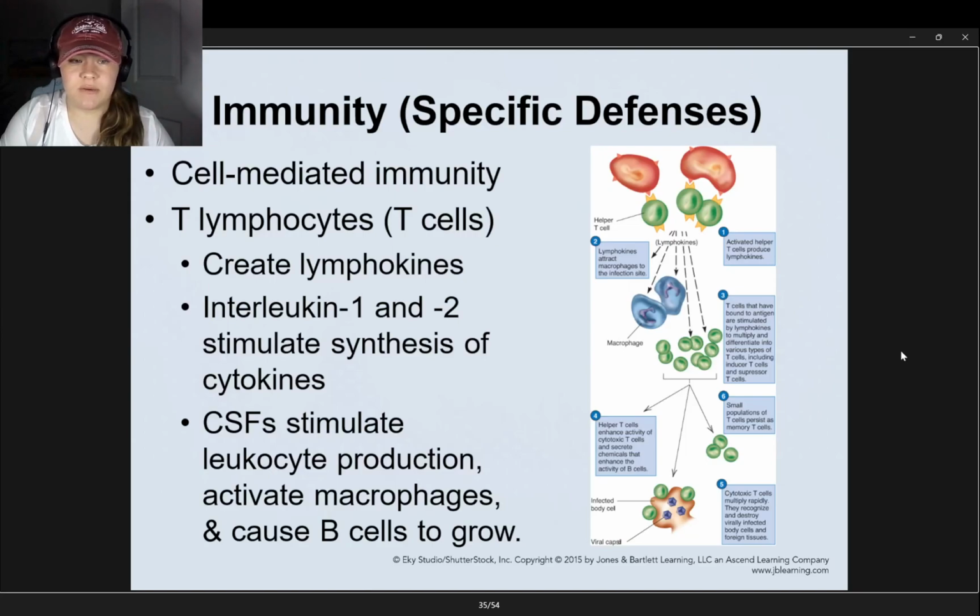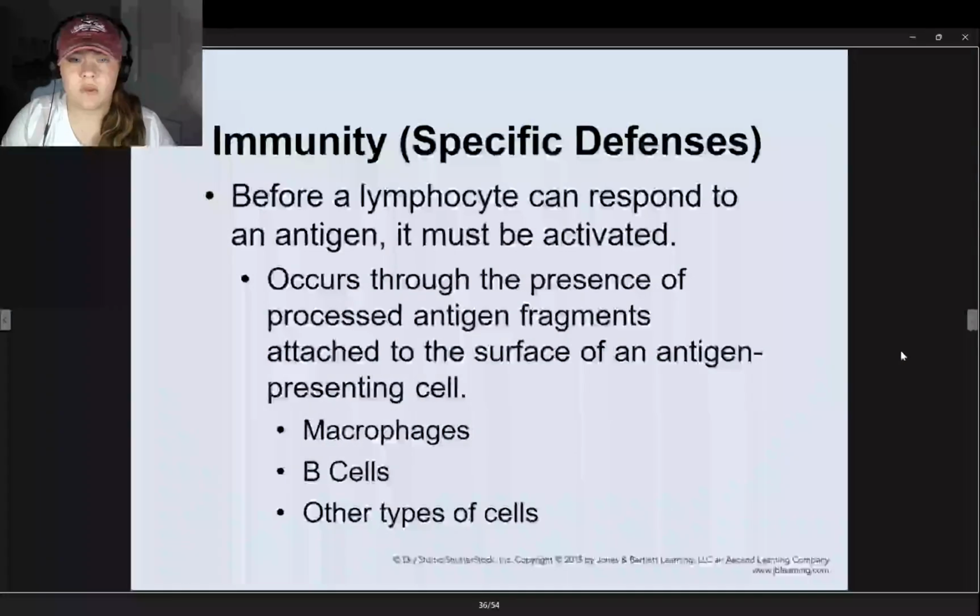Cell-mediated immunity, which is also part of that specific defense. T cells create lymphokines. Interleukin 1 and 2 stimulate synthesis of cytokines. CSF stimulates leukocyte production, activates macrophages, and causes B cells to grow. You've got that graph there, which kind of shows the breakdown of it.